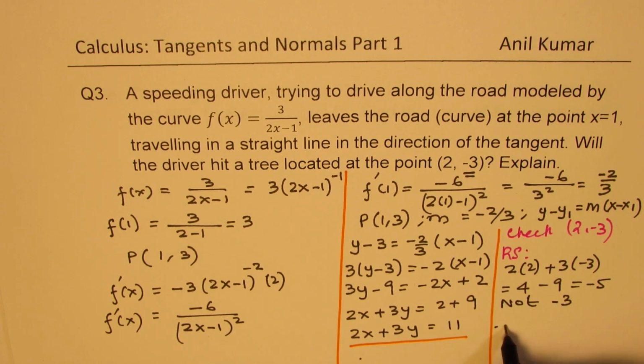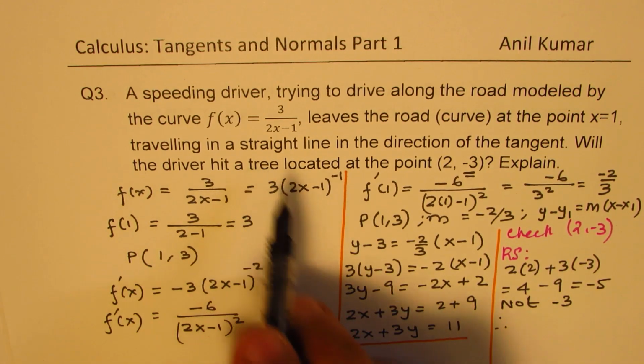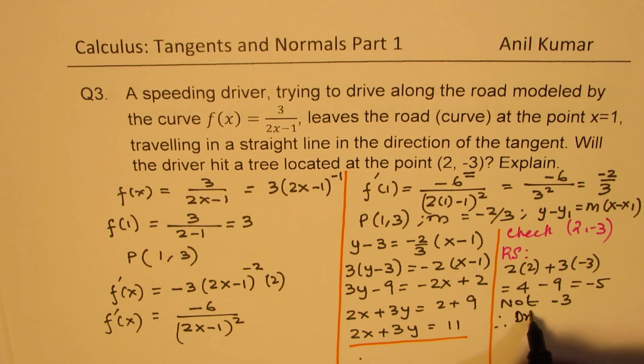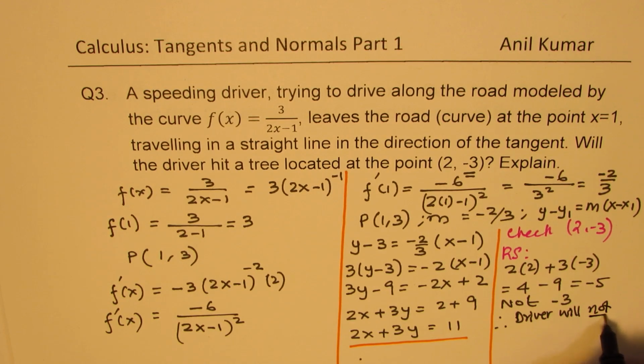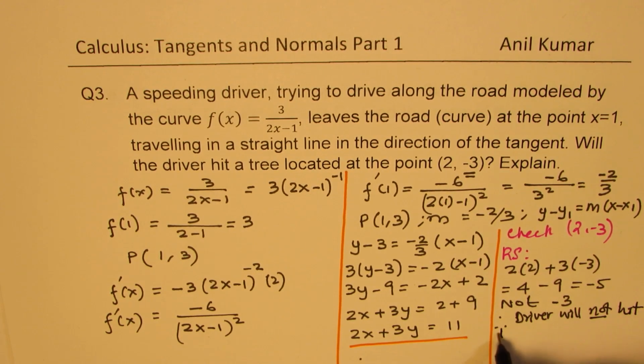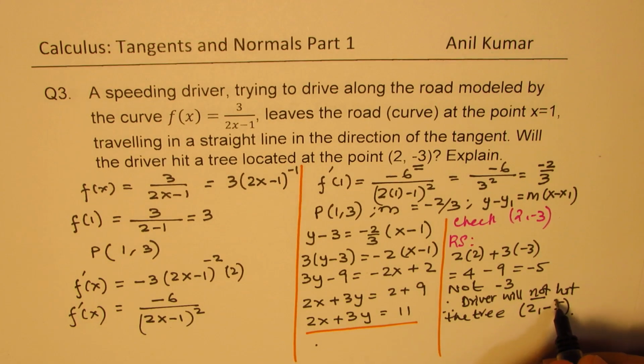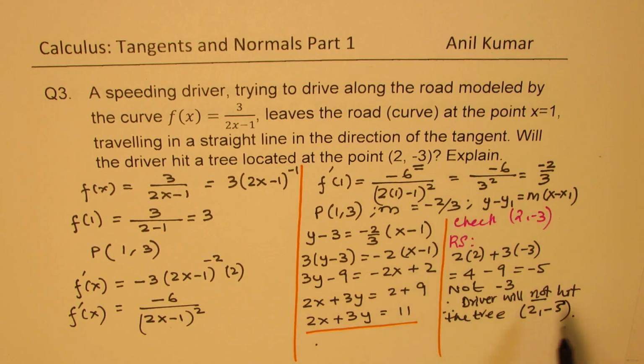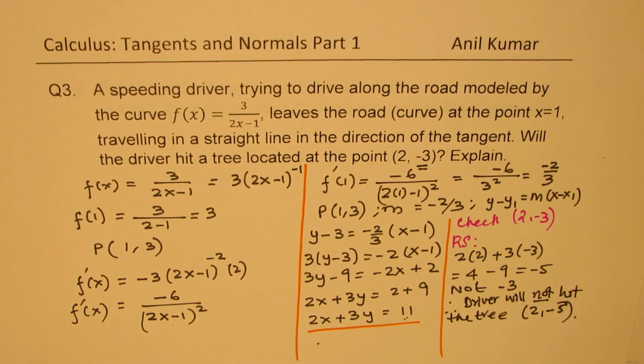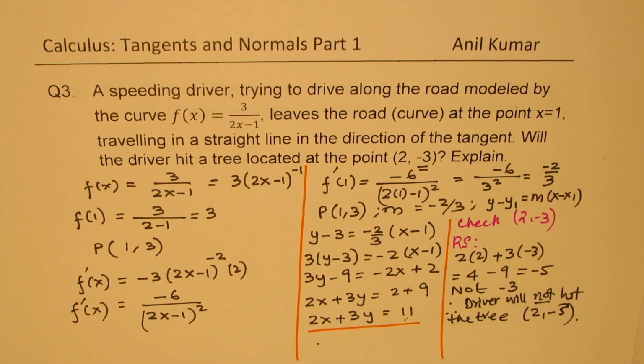So therefore, the driver will miss the tree, right? So the driver will not hit the tree. Is that clear? It will go through the point (2, minus 3). Since if I substitute 2 and minus 3 in my equation of the tangent, it doesn't meet, right? We didn't get 11 on the right side. So I hope that is clear. So it is not going to hit.